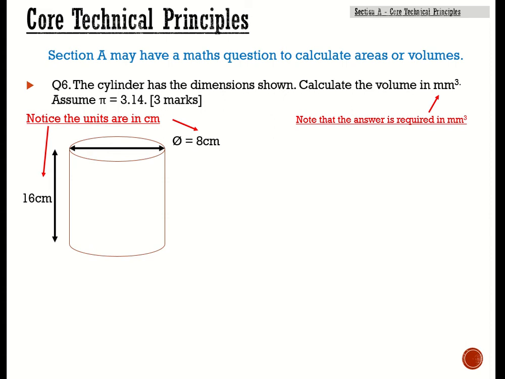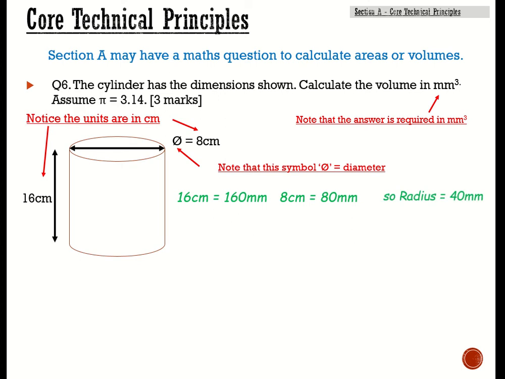So the first thing to do, we need to get in the correct unit. Notice as well that this symbol, a circle with a line through, actually means diameter. And if we're calculating something to do with the area of a circle, then it's radius we need to think about. So I'm going to convert the units first. 16 centimeters is 160 mil, 8 centimeters is 80 millimeters, and the radius is what I want, so I'm going to halve that diameter, so I know the radius is 40.